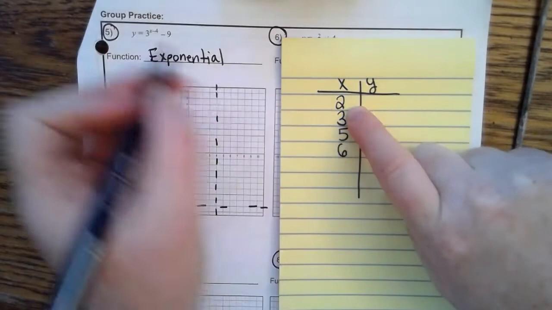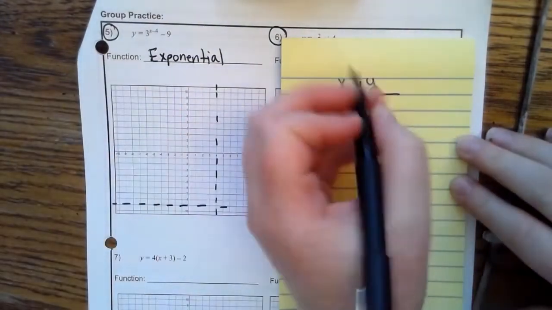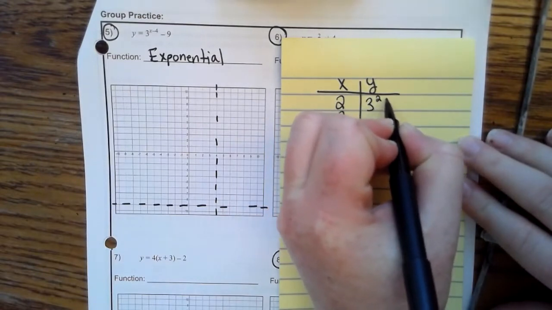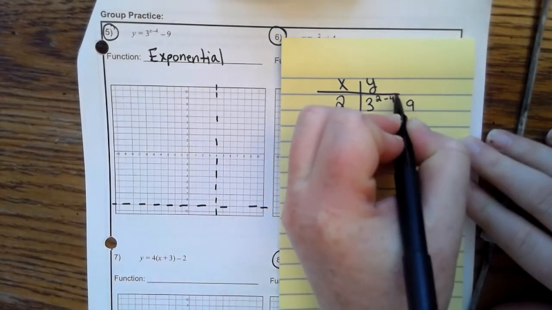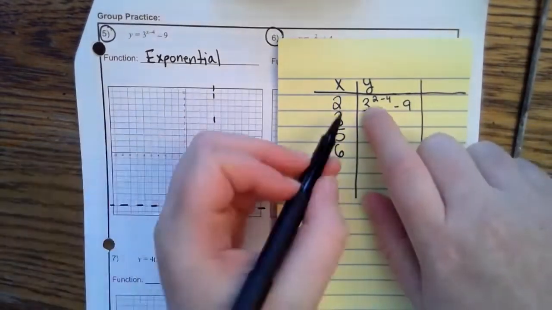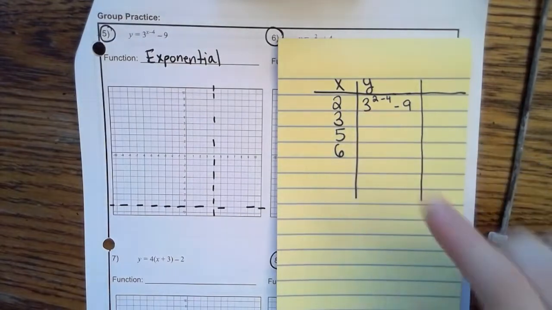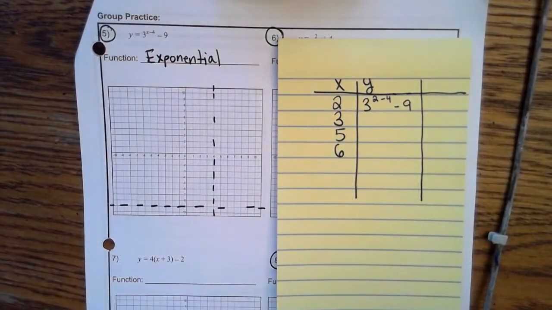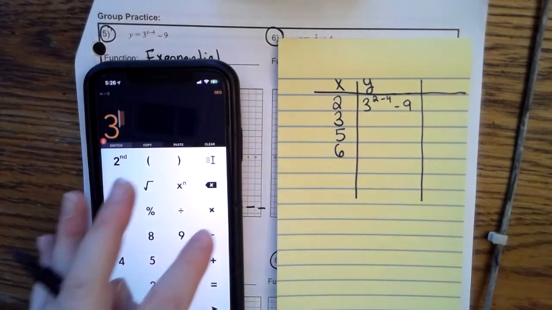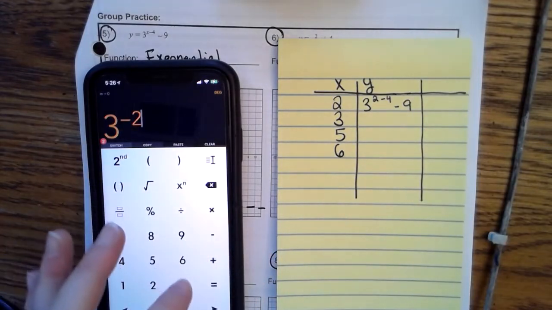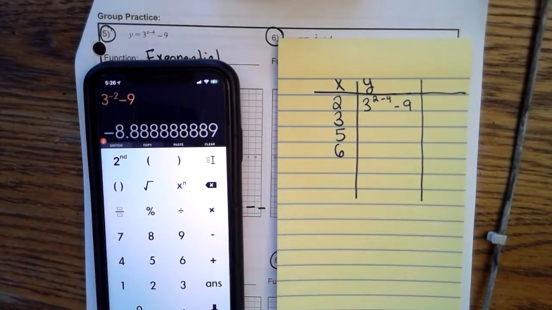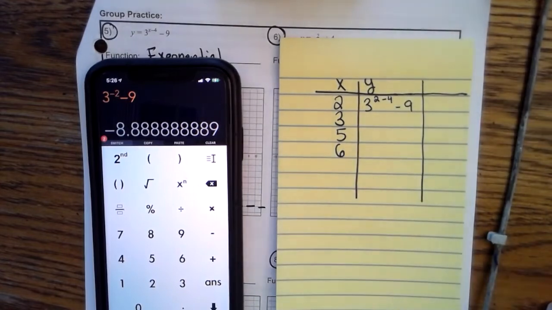So when I plug this in, this is going to be 3 to the power of 2 minus 4, minus 9. I'll make another row. I just plug the x into the equation. So 3 to the power of, well, 2 minus 4 is -2, minus 9. I got -0.888.